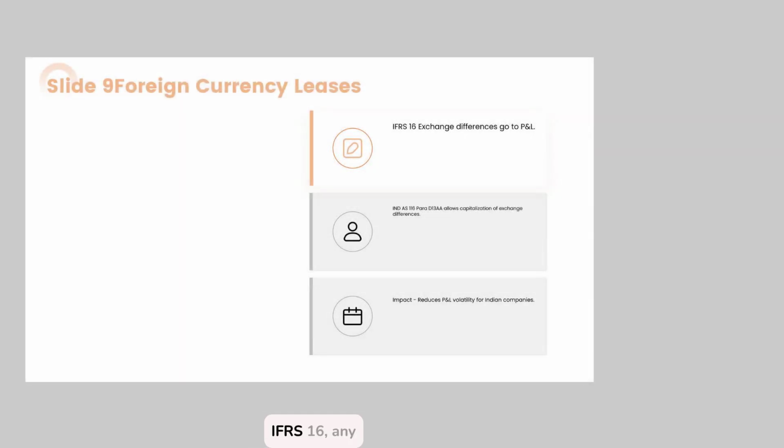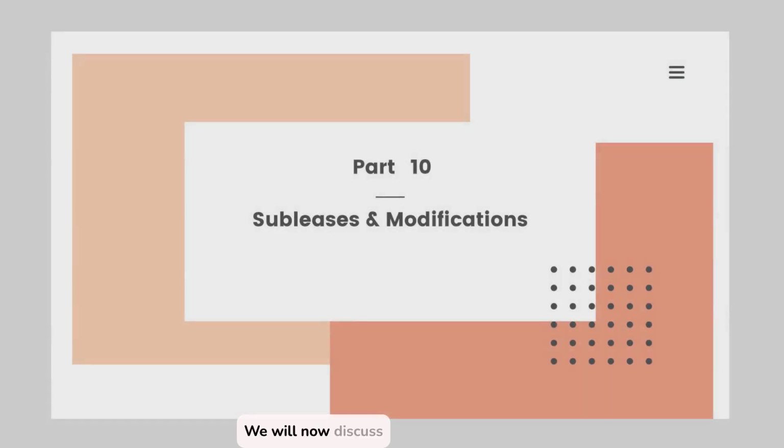Under IFRS 16, any foreign exchange differences on lease liabilities must go to profit and loss. IND AS 116 offers a concession via Para D13A of IND AS 101, allowing Indian companies to capitalize these exchange differences as part of the ROU asset. This reduces P&L volatility, which is significant for companies with long-term foreign currency leases, especially in sectors like aviation, manufacturing, and IT.